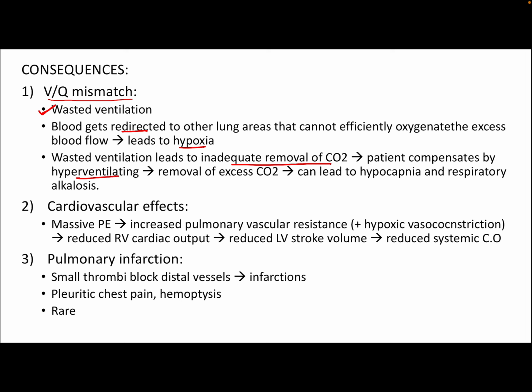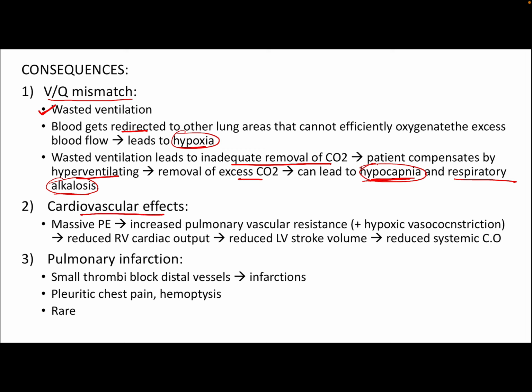And when they hyperventilate, they remove excess carbon dioxide. This can lead to hypocapnia and respiratory alkalosis. So these are important ABG findings that you will see: hypoxia, hypocapnia, respiratory alkalosis. The second consequence that can happen is cardiovascular.